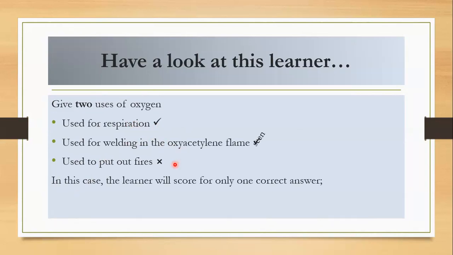Unfortunately, that answer is not correct. That's not a correct use for oxygen. So you can see there is a cross on that answer. And because the question needed only two, the examiner goes back to one of the correct responses, removes the tick, and puts there seen. So if each of those uses was carrying one mark, instead of scoring 2 marks because the student had the 2 correct answers, they are going to score only 1.